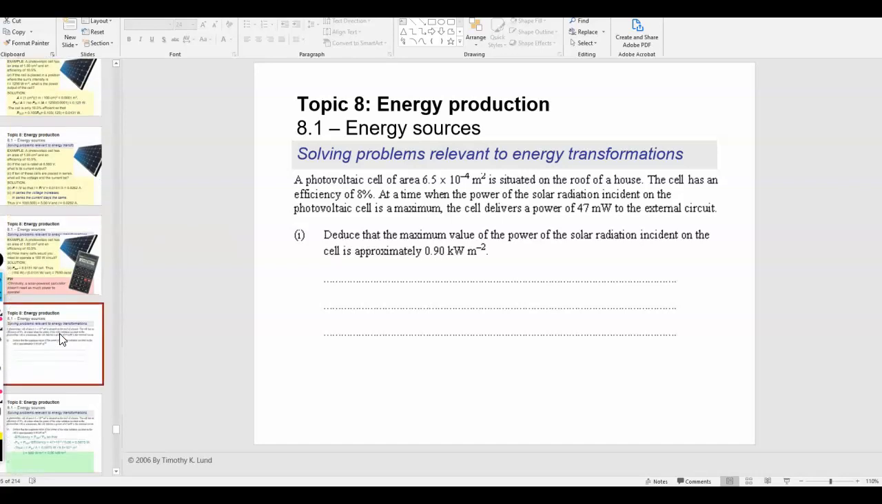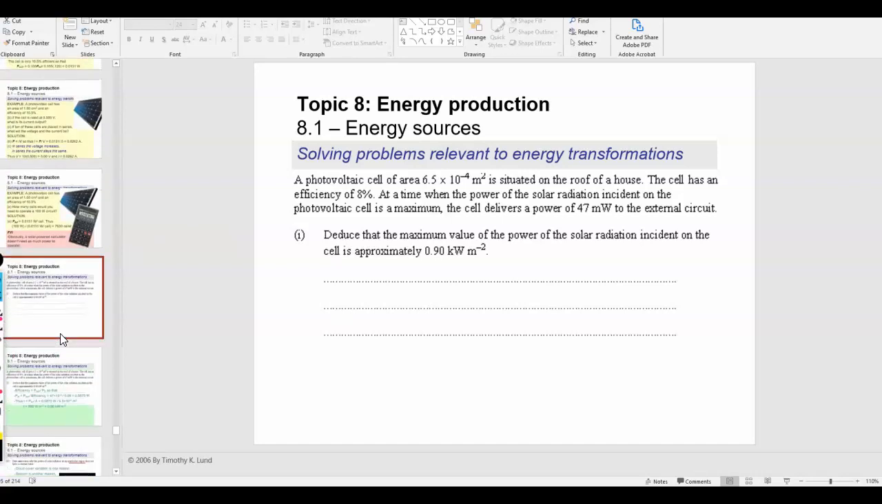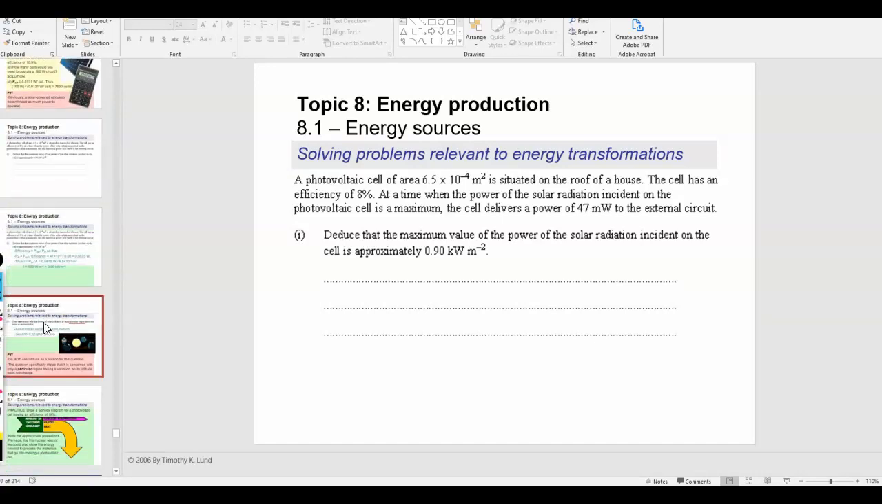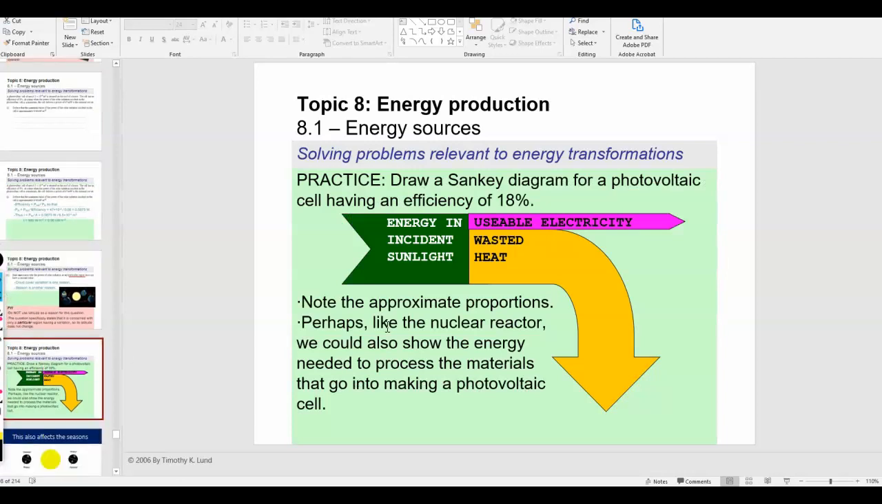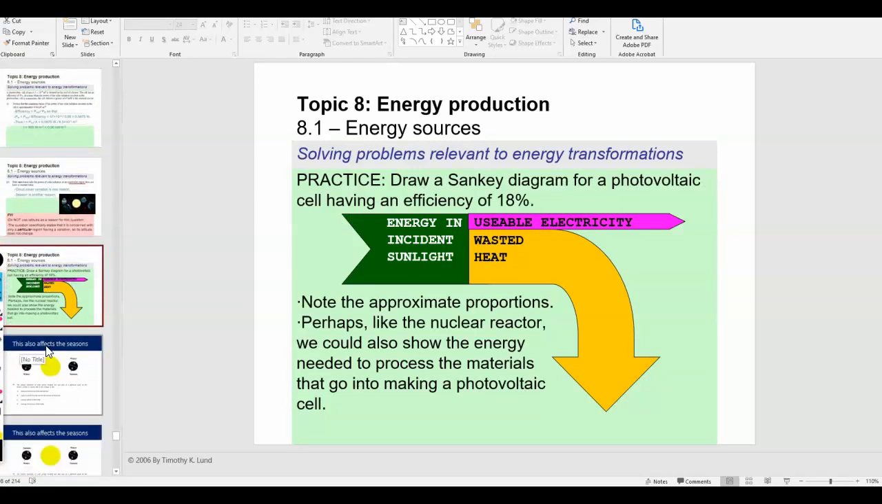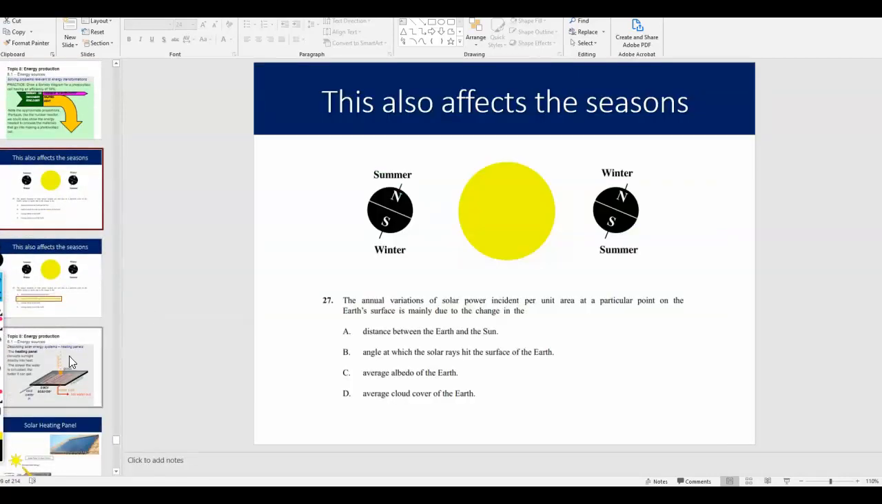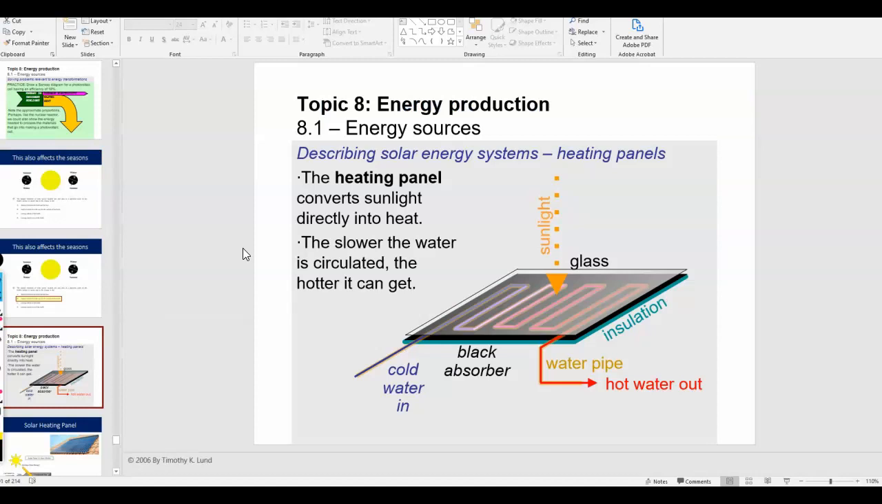All right, so let's take a look at one more example really quickly. Actually, we can do this one in class, I think, because I want to talk about direct heating. All right, so let's talk about heating panels.